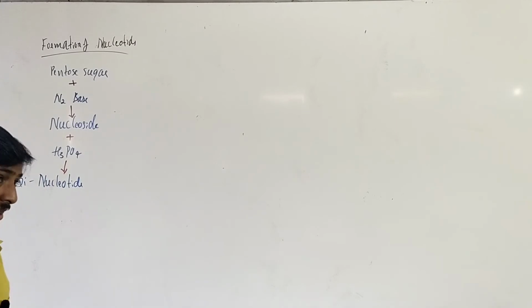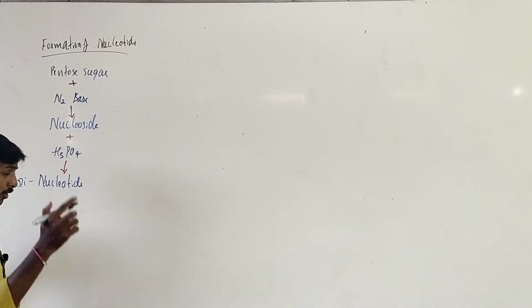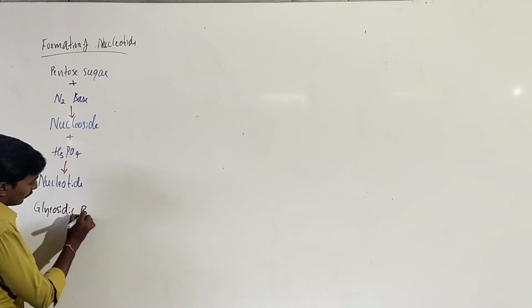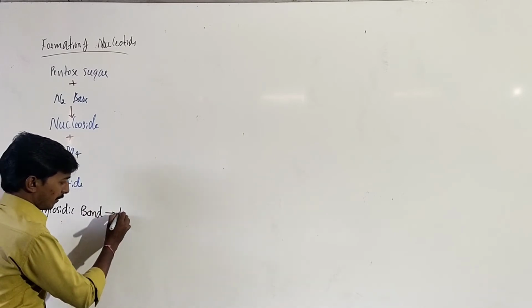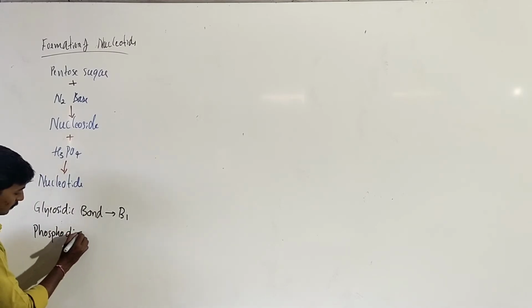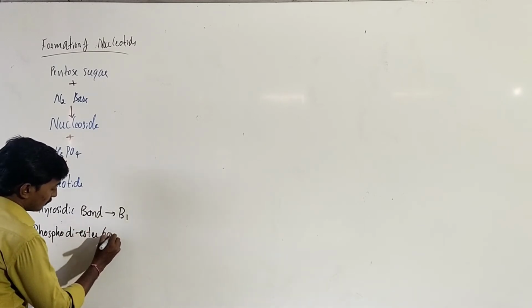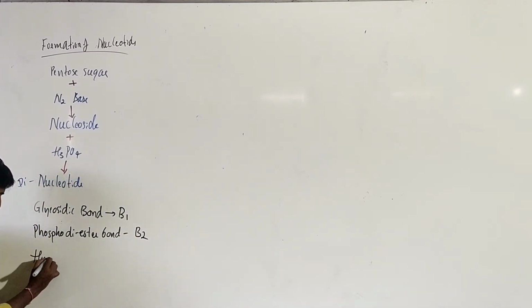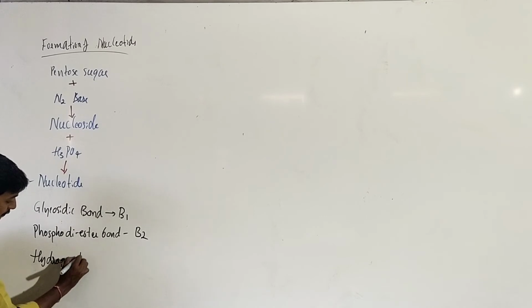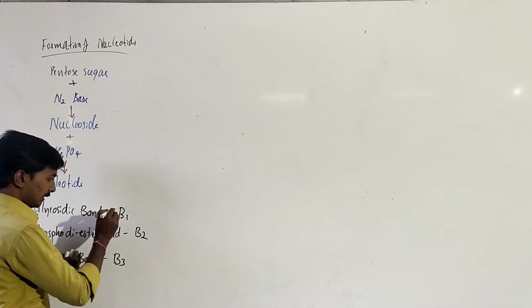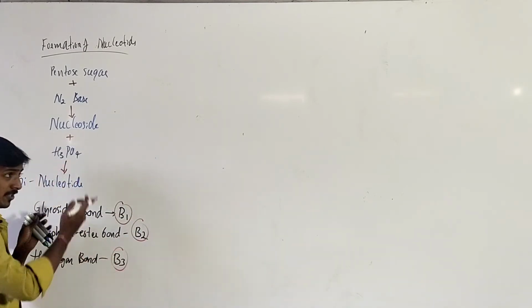And one code I'm going to use here. We have 3 bonds here. One is a glycosidic bond. I am just using the word B1 for glycosidic bond. Then a phosphodiester bond. I am using the word B2 in the diagram. There is another bond called hydrogen bond. I use the word B3 while drawing the diagrams so that I can reduce the space over here.